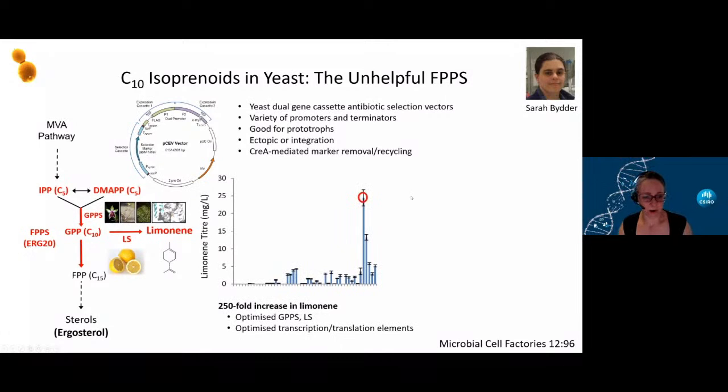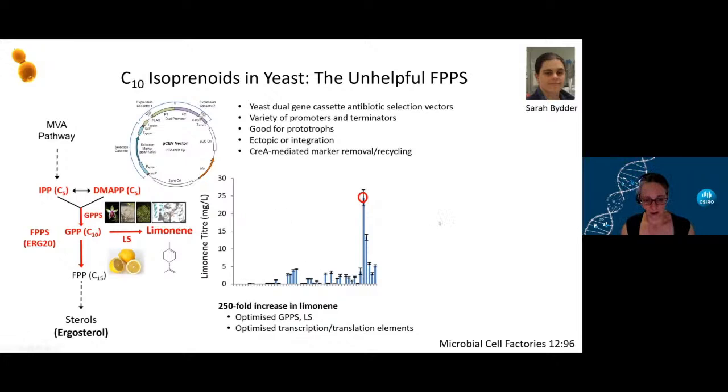With various different messing around with different promoters and terminators and gene combinations, we got a 250-fold increase in limonene, which is really exciting, except that when you start from not very much limonene at all, then a 250-fold increase only gives you 25 milligrams per litre, which is not a very impressive titer. We've done quite a lot of optimization around transcription and translation there, but we still didn't get very good production.